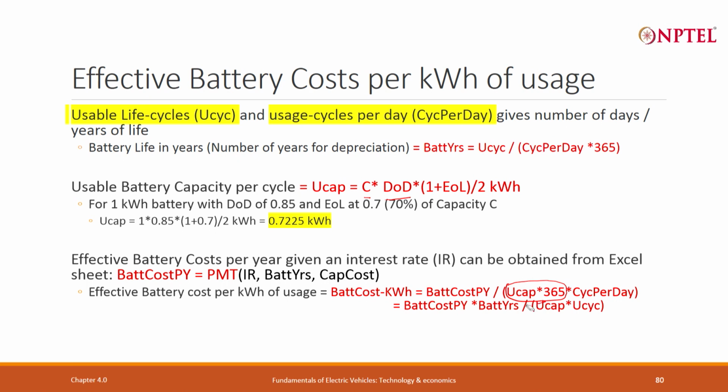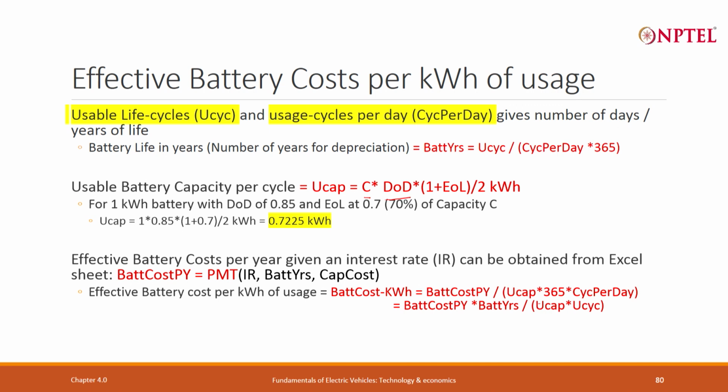Then it will come to battery cost per year divided by U cap into 365 multiplied by 2, divided by 2 also, which is the same as battery cost per year. You can simplify this, divided by U cap into U cycle. This is the actual cost per kilowatt hour.